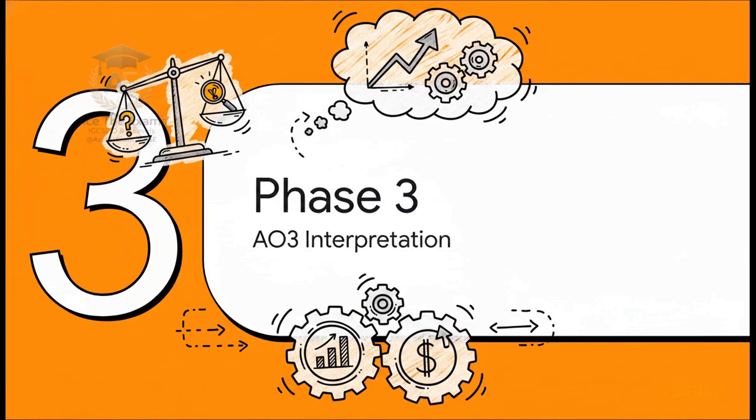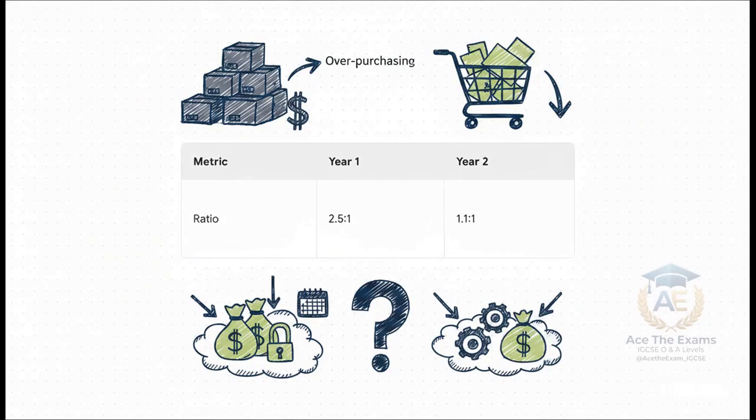All right, let's level up. Phase 3, AO3 Interpretation and Ratios. Assessment Objective 3 is all about evaluation and investigative skills. Calculating ratios, that's just the baseline. We need to debate the cause and effect.